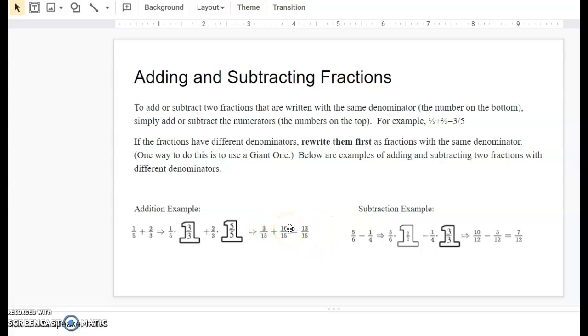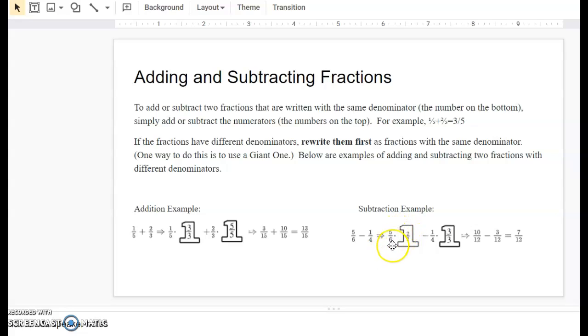because I added the 3 and the 10. The subtraction example, 5/6 minus 1/4. So I could do 6 times 4 to get 24 as my common denominator, but there's actually another number that's smaller that they both go into. They both go into 12. So we can use 12 as our common denominator.